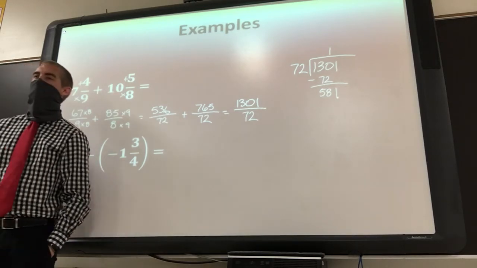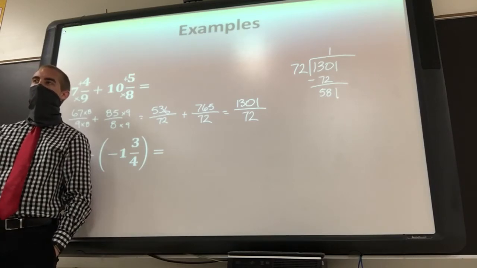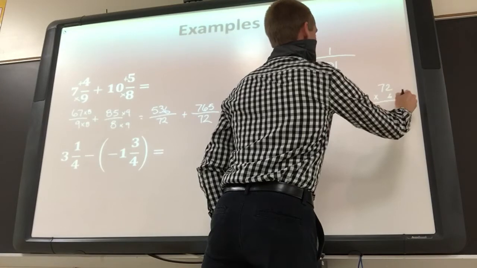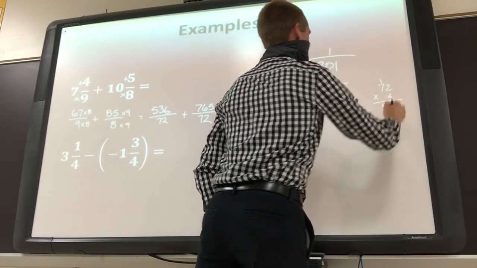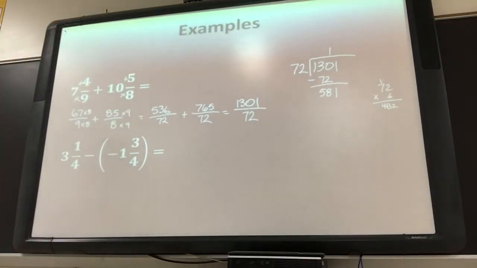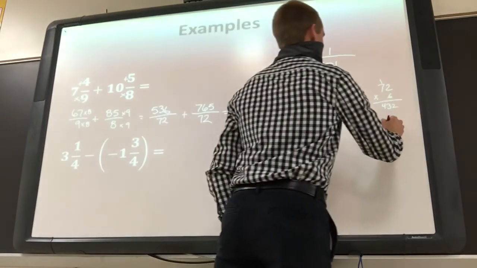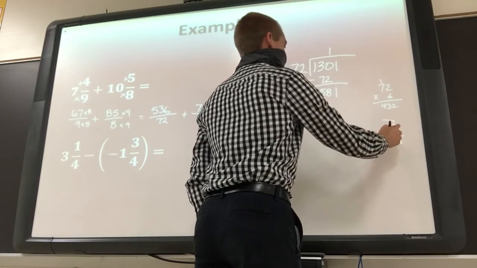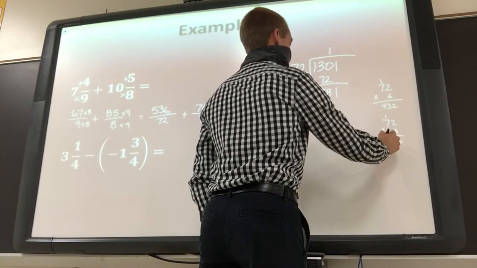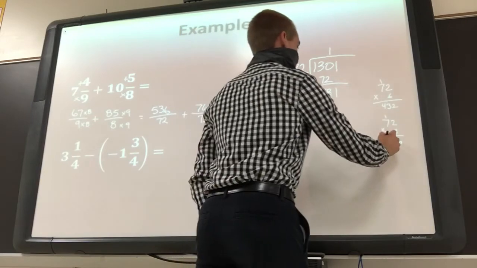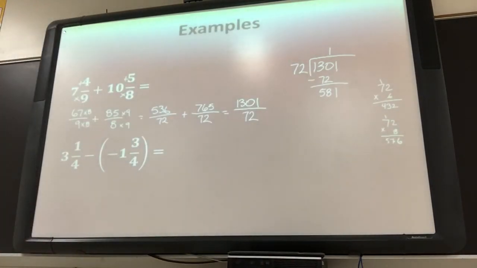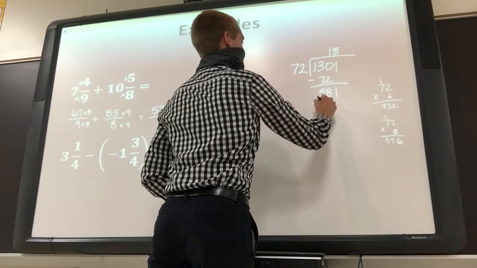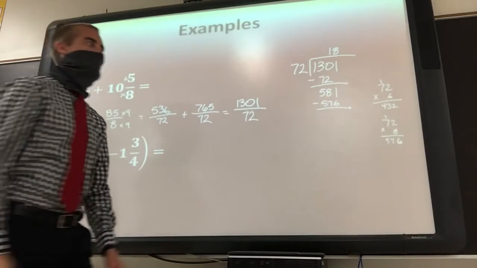Okay, any ideas, guesses on how many times 72 will go into 581? Six. Six times? Yeah, let's try six, see what we get. 72 times 6 is 432. So try 7. Someone try 7. Someone try 8. We'll see what happens. 8 is 576. Yeah. So 8's going to work, actually. We already know that 72 times 8 is 576. So we are left with 5.